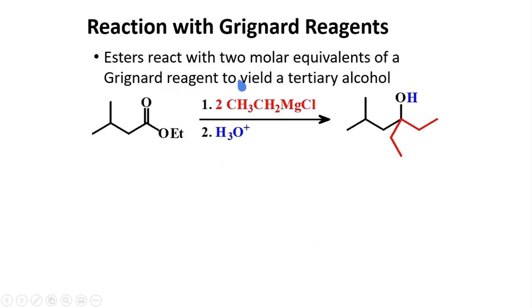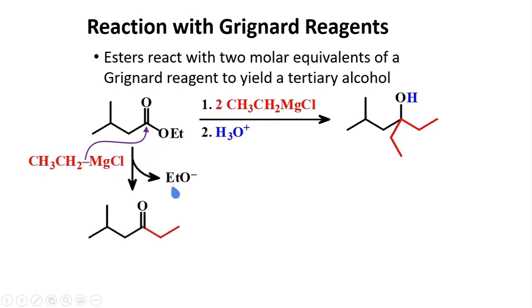Esters react with two molar equivalents of a Grignard reagent to yield a tertiary alcohol. You can use any Grignard reagent, and when it reacts with an ester, you will generate an alcohol with two alkyl groups coming from the Grignard reagent. The Grignard reagent attacks the carbonyl carbon, and your ethoxide is the leaving group. The ethoxide as leaving group is favored in this case because the Grignard reagent is a stronger base compared to the ethoxide. That's the reason for its propensity as a leaving group.